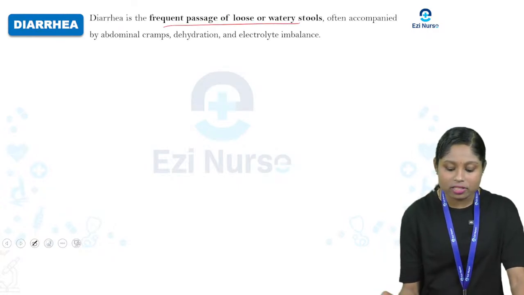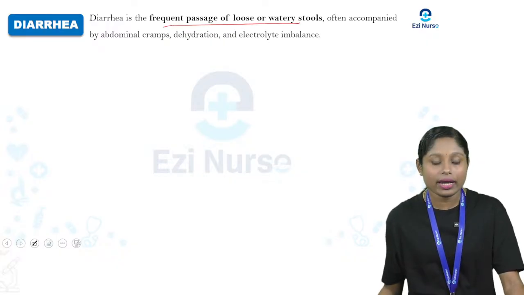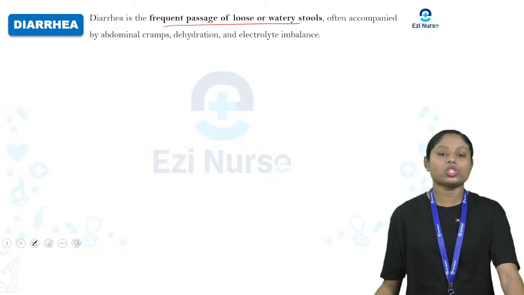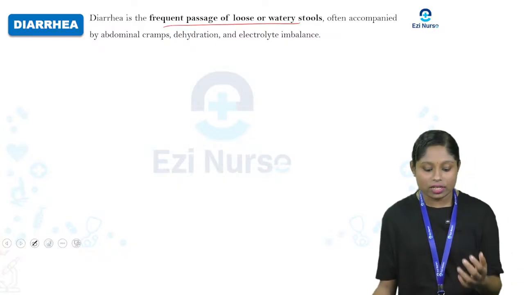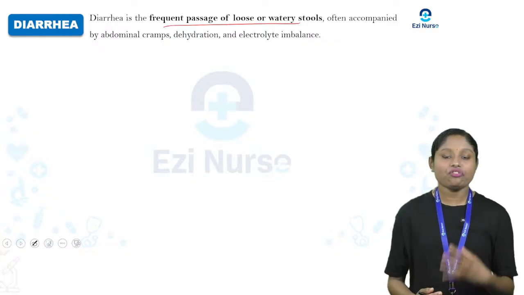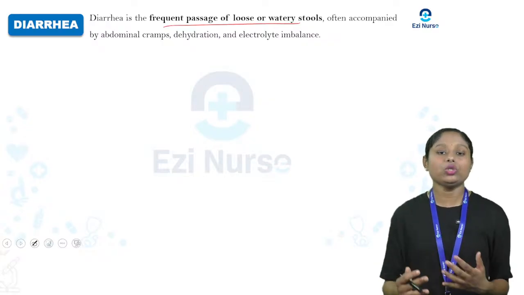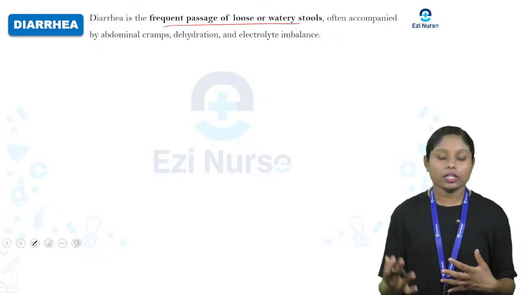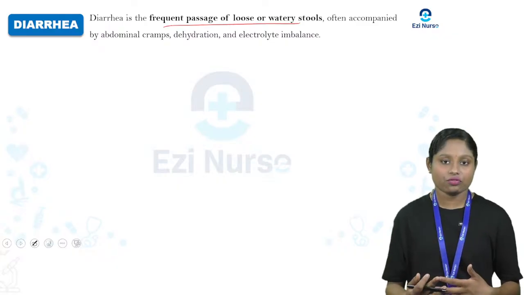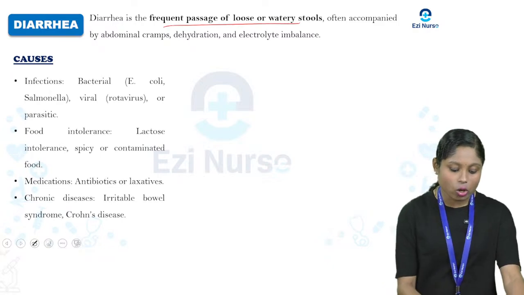It's a frequent passage of loose or watery stools, often accompanied by abdominal cramps or pain, dehydration and electrolyte imbalance. Everybody will experience diarrhea once in a while. Diarrhea is a frequent passage of loose or watery stools. It is mainly due to food poisoning, microorganisms present in the food, or indigestion problems that cause diarrhea. So what are the causes?